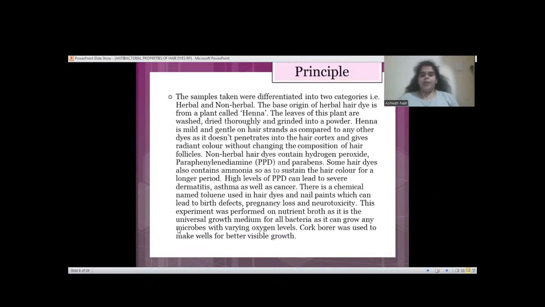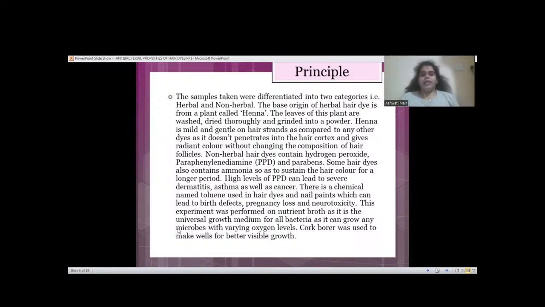Herbal hair dyes are mainly made up of henna leaves, which are washed, dried, and ground. Henna is mild and gentle on hair strands as compared to any other dyes, as it doesn't penetrate into the hair cortex and gives radiant color without changing the composition of hair follicles, whereas non-herbal hair dyes are made up of hydrogen peroxide, paraphenylenediamine (PPD), and parabens. Some hair dyes also contain ammonia so as to sustain the hair color for a longer period.